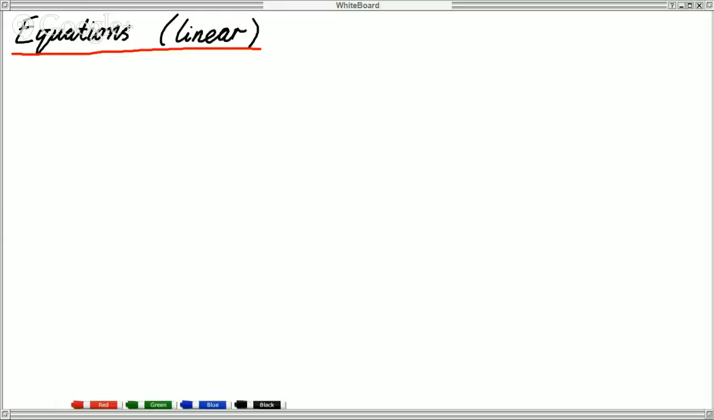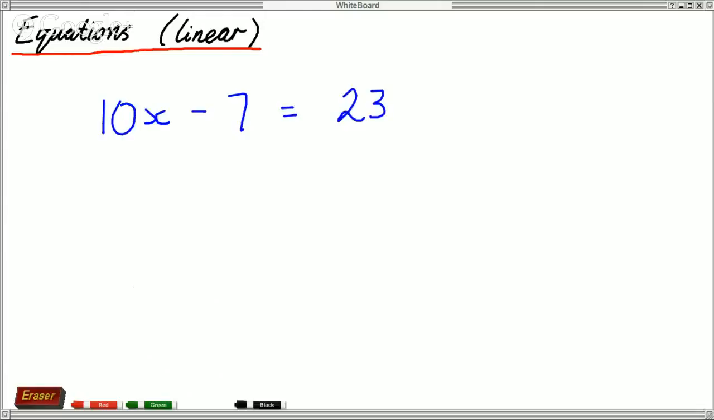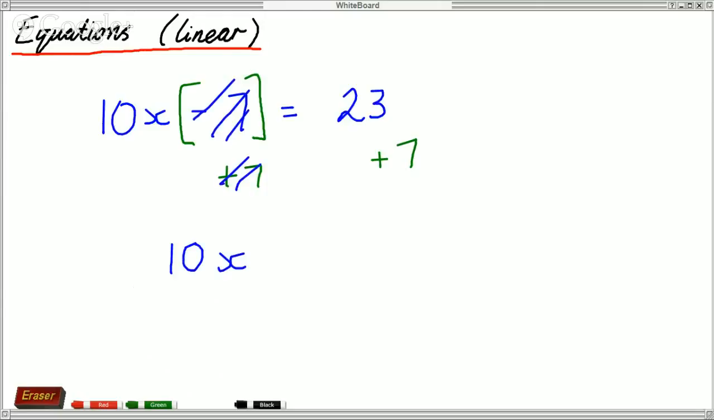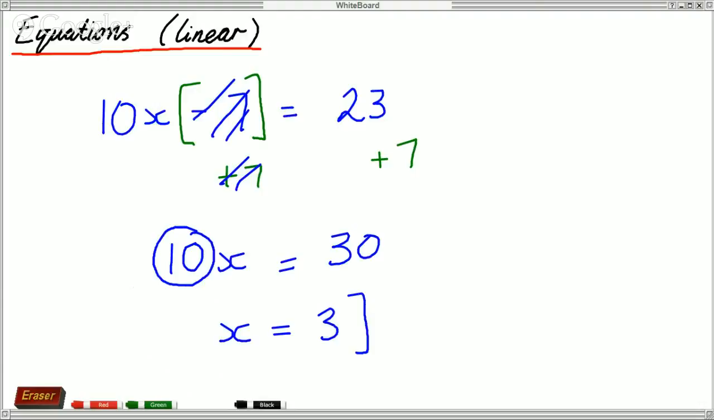Okay, let's have a look at another one. Let's say that we have 10x minus 7 equals, say, 23. Okay, so we need to get rid of a minus 7, and what's the opposite of a minus 7? We will plus 7 to both sides. If we do that, we'll get 10x, say cancel out, 10x equals 30. The opposite of a times by 10 is a divide by 10. And if we divide 30 by 10, we will get x equals 3 as our answer.